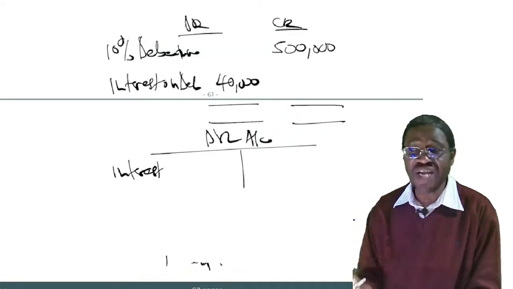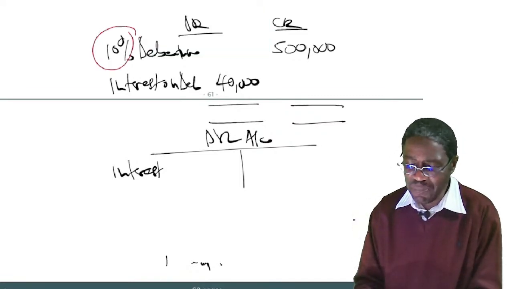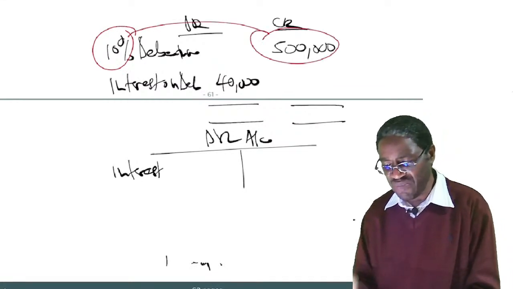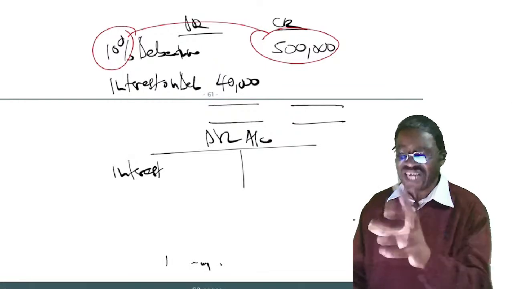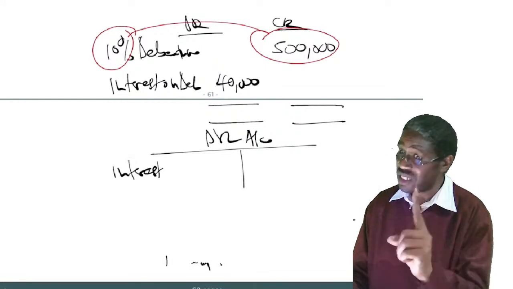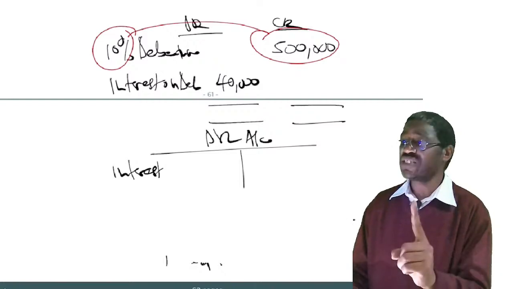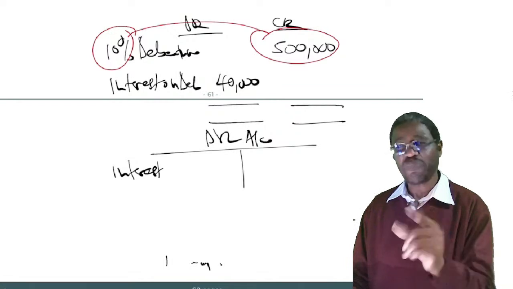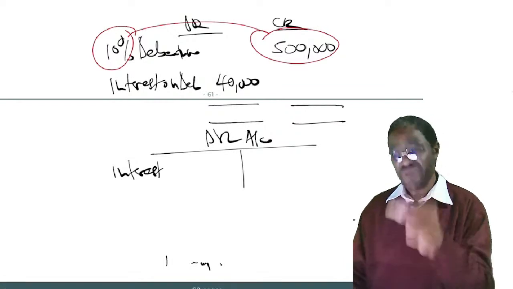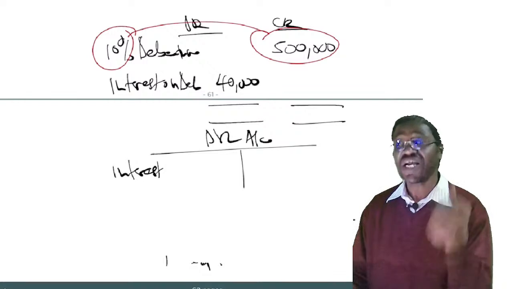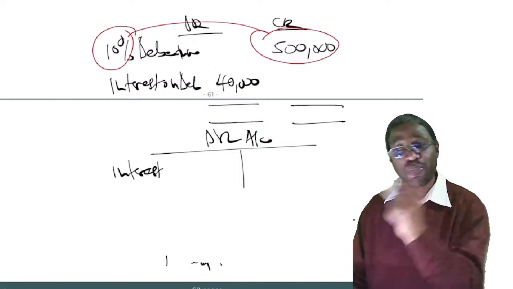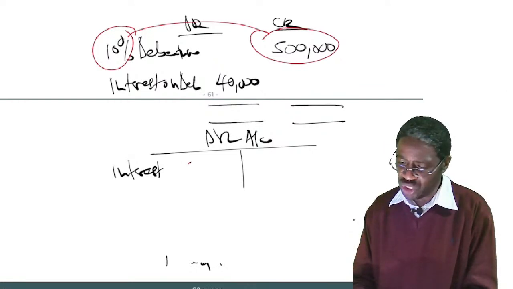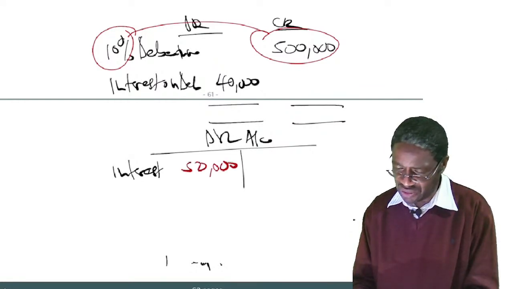Whenever there used to be a debenture, you had to take the percentage of the debenture on the value of the debenture. That is what you had to charge in the income statement. Your company has issued a debenture worth 500,000. Every year, the company is supposed to pay the debenture holders their interest at 10%. 10% of 500,000 is 50. That's what you are supposed to charge in the profit and loss.